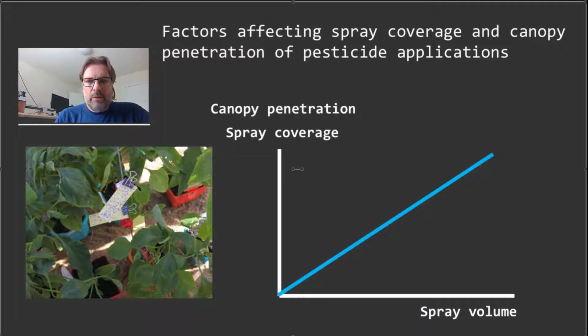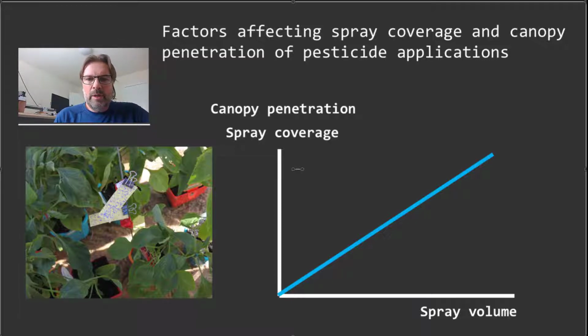Well, we have the graph as the figure to the right. I think it represents what many people think, and that is the more water we spray, the more water we use, the better coverage and better penetration we're going to get. So it's basically a linear relationship.